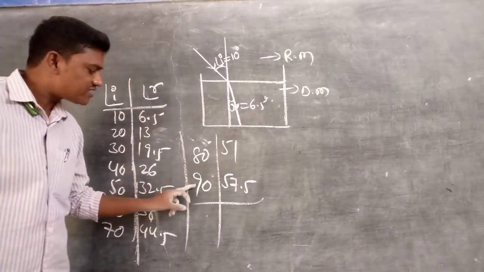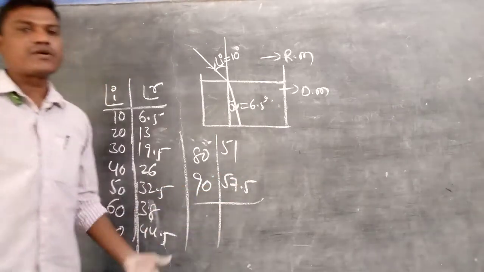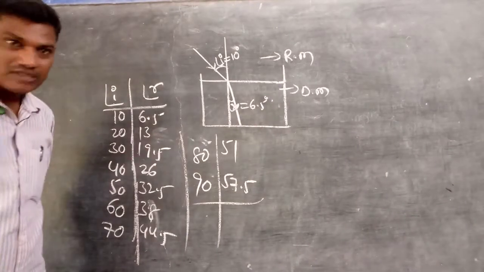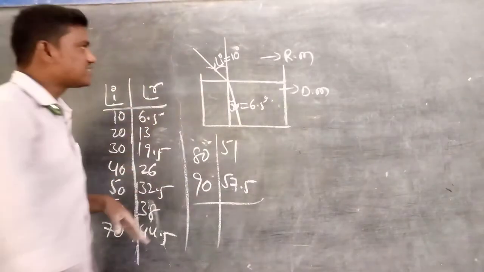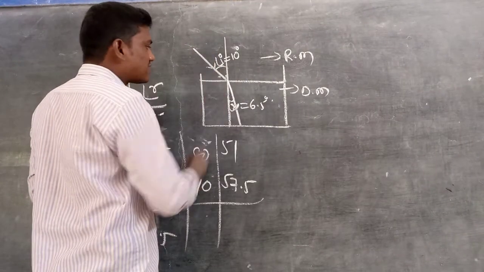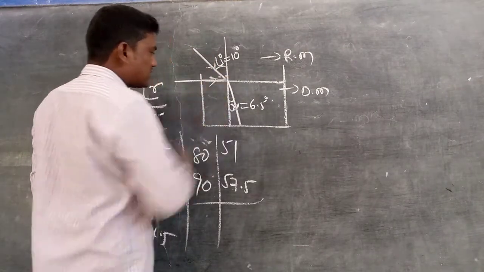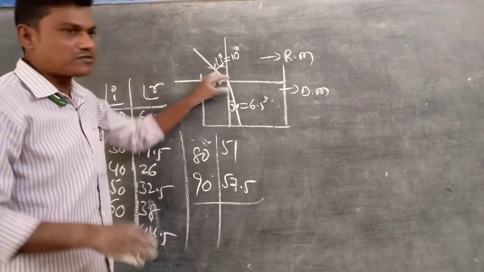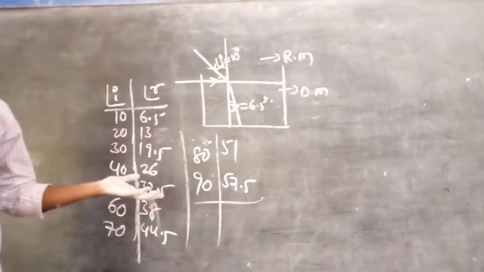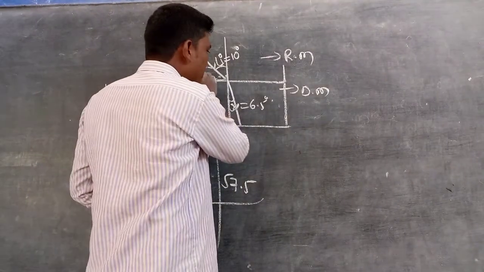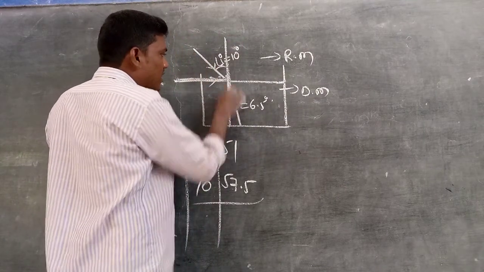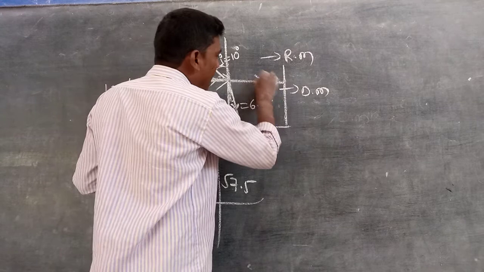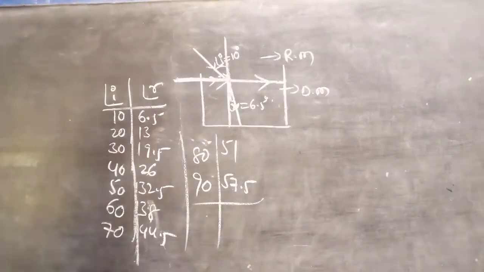For the angle of incidence of 90, it is 57.5 only. So what will happen after the angle I is 90? Angle I is 90 means the incident ray grazes the surface. At that point, refraction will not be possible because no light will be refracted. If the light falls normally, then it is undeviated. That's right.